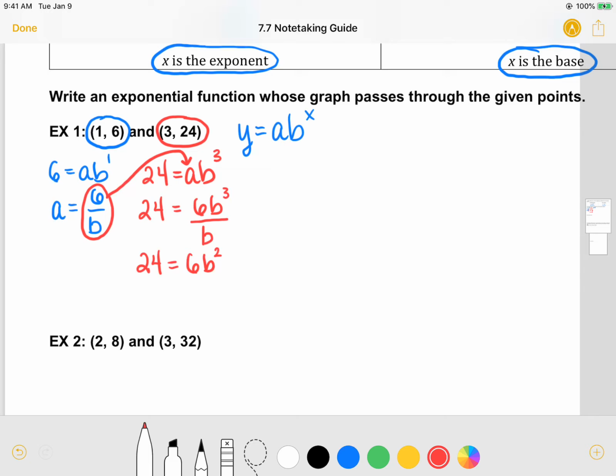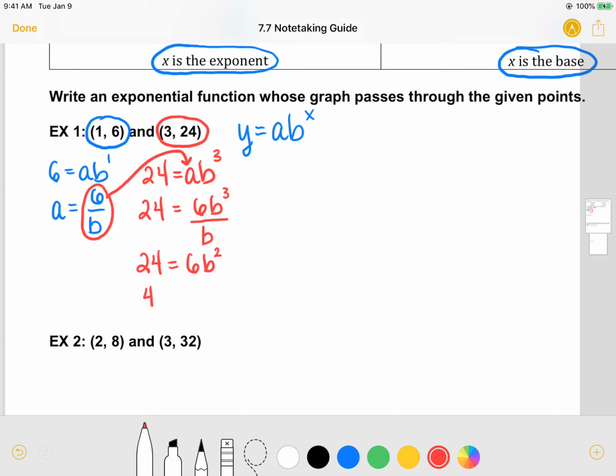And now we're going to solve for b. So let's divide both sides by 6. So 4 is equal to b squared, and then that means that b is equal to 2. Now technically, b could be two values. It could be plus or minus 2, but this is an exponential growth function. As you see, when we go from a value where x is 1 to a value where x is 3, the y is also increasing. It's going from 6 to 24. So we're going to use the positive value 2.